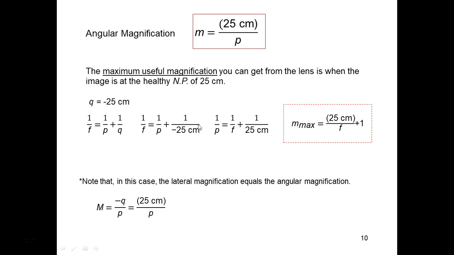What I want to do now is do an example problem to show you how these calculations look and also to compare the lateral and the angular. And then I've got a great joke for you dealing with angular magnification. So bear with me.